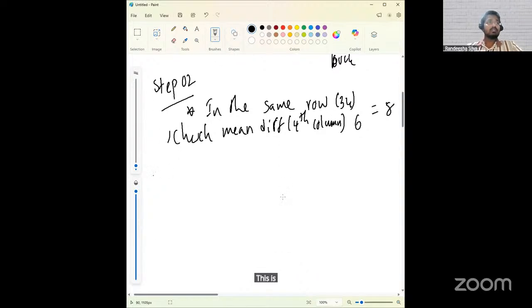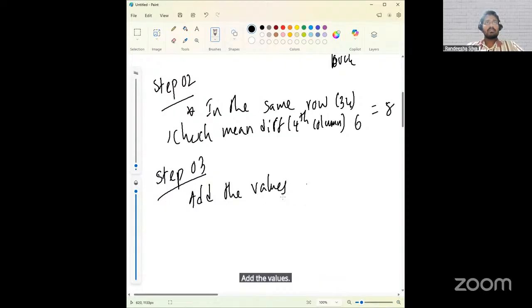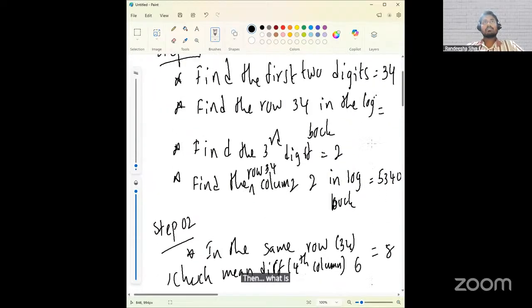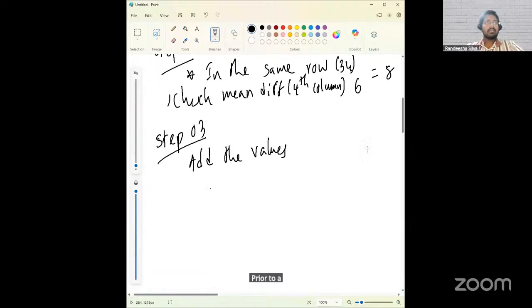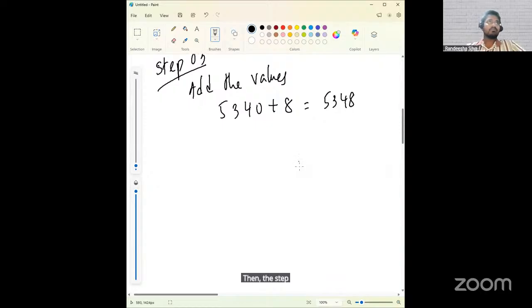Step 3 then. This is easy. Step 3: what happens in the third step? We have to add those values. So add the values. What is the first value we got? 5340 and 8. 5340 plus 8. What will be the answer? Sorry, 5348.